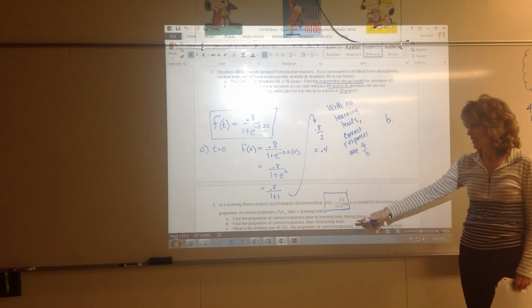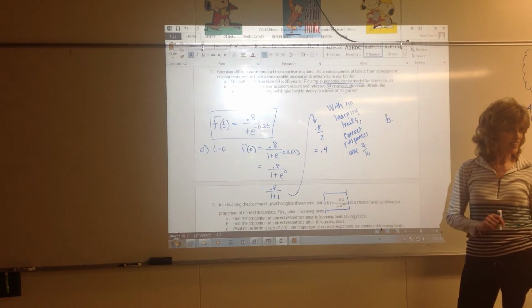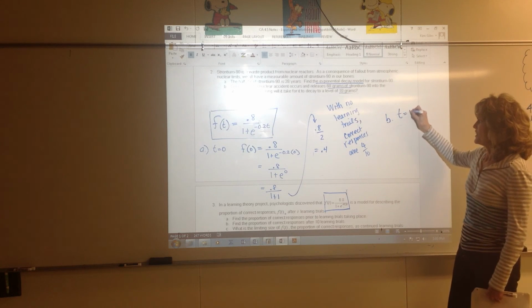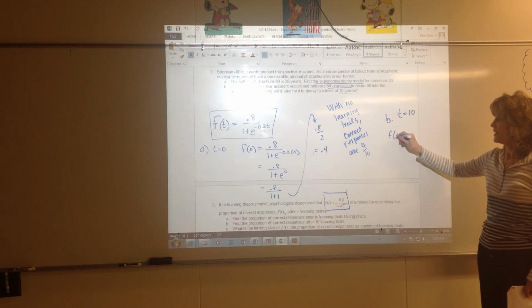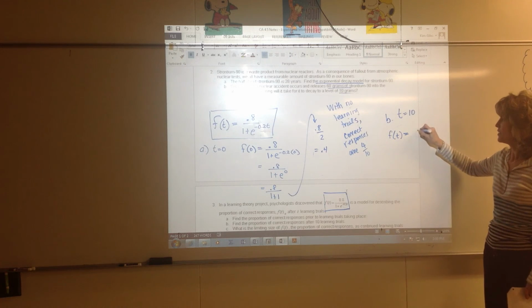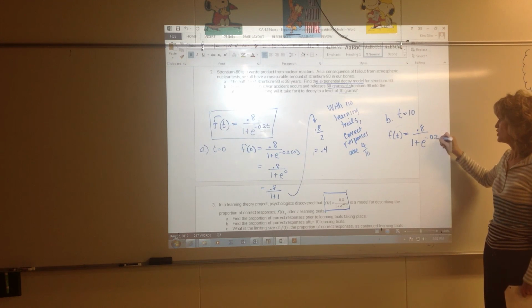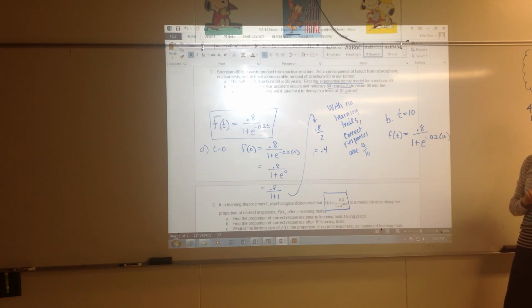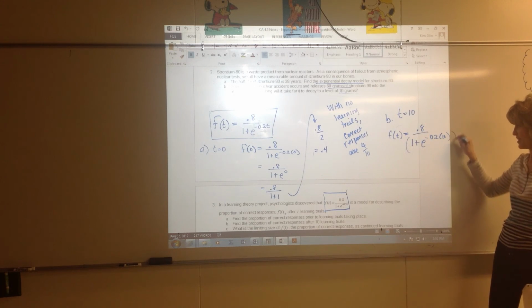On part B, it says, find the proportion of correct responses after 10 learning trials. So if t equals 10, it's really a matter of plugging into the formula again. You're going to find f of 10 equals 0.8 divided by 1 plus e to the negative 0.2 times 10. Type that into your calculator. You have to be careful because you have to tell your calculator, do 0.8 divided by all of this.